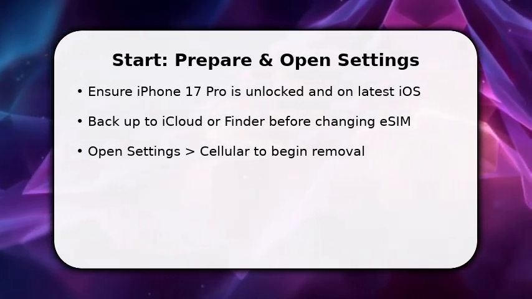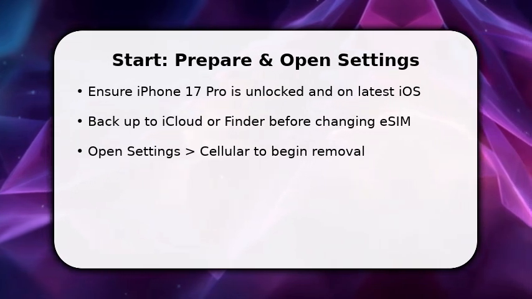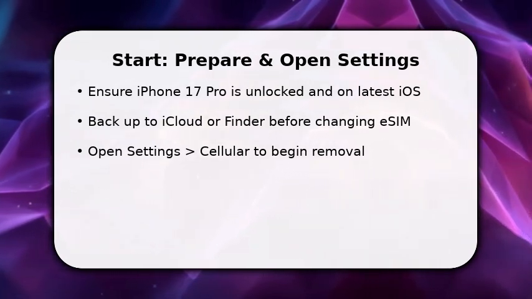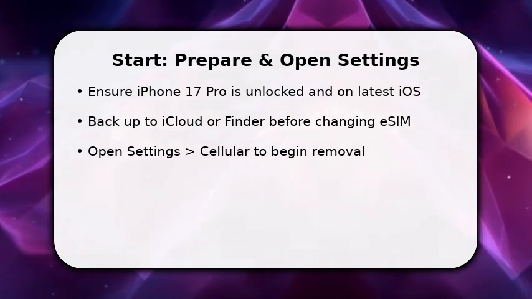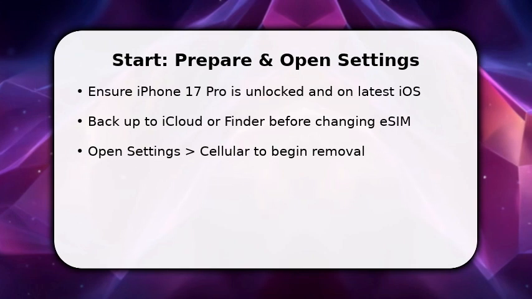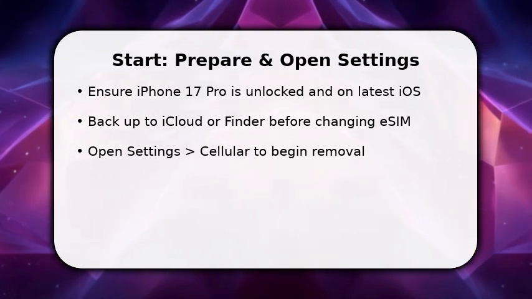You're taking action immediately. Identify the eSIM label you want to remove because deleting the wrong line can disrupt service. Tap the specific eSIM name to reveal its details, and stay focused. We'll remove it in the next step.